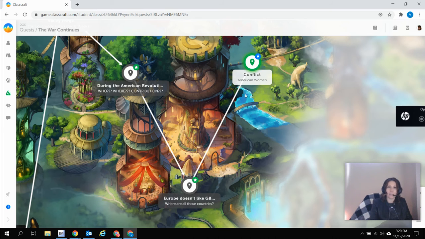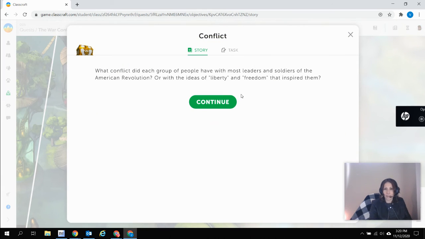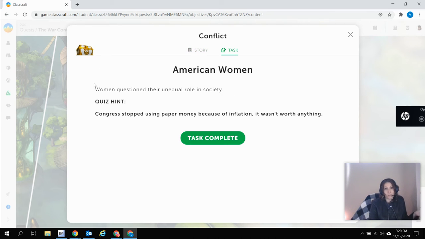As you might have noticed, that fog cleared away and more of your path was revealed on your quest. You'll then hit the next task. So conflict. What conflict did each group of people have with the soldiers and the leaders of the American Revolution? What was it? Well, women saw their role was unequal in society. And if you look in your inquiry journal, you're going to see a group of people that had a conflict with liberty and freedom. So the chart here on page 111, you will use this information to fill out.